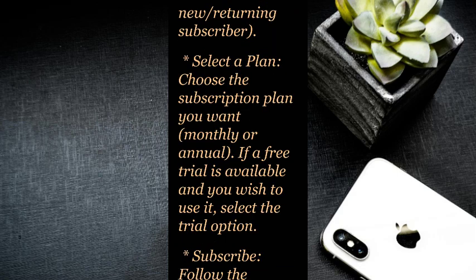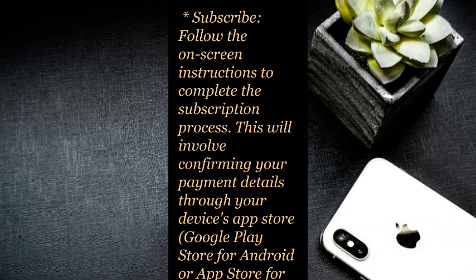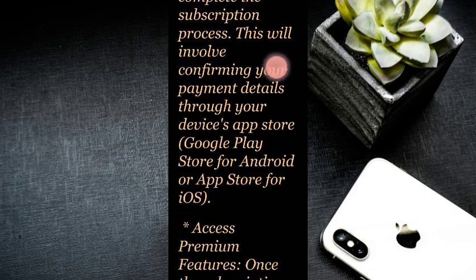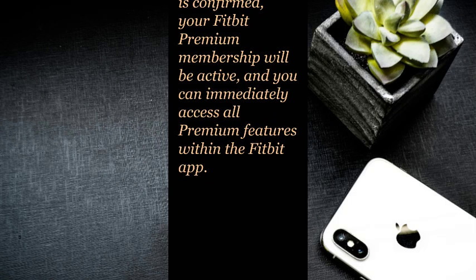Then once you see all those, you just choose the subscription plan you want, and then you subscribe. So follow the on-screen instructions to complete the subscription process. It will involve confirming your payment details through your device app store, and then once subscription is confirmed, your Fitbit Premium membership will be active and you can immediately access all premium features within the Fitbit app.